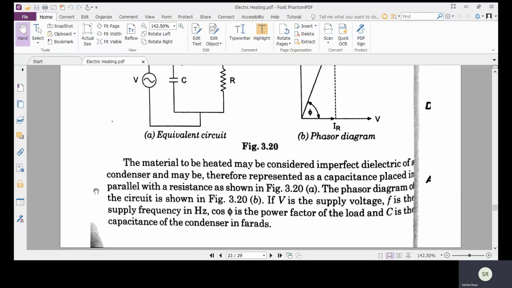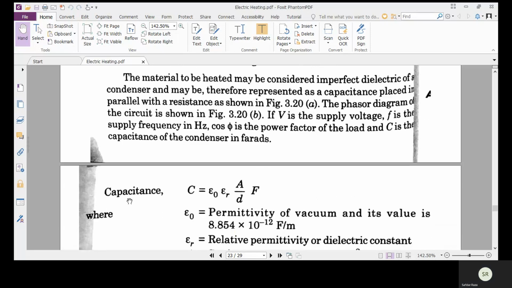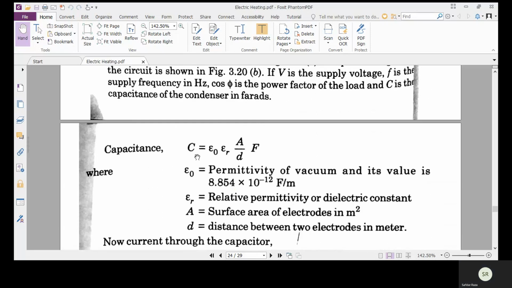The material to be heated may be considered an imperfect dielectric of a condenser, and may therefore be represented as a capacitance placed in parallel with a resistor, as shown in figure 3.20a. The phase difference of the circuit is shown in figure 3.20b. If V is the supply voltage, f is the frequency in hertz, cos phi is the power factor of the load, and C is the capacitance of the condenser in farads, then the capacitance is C equal to epsilon naught multiplied by epsilon R multiplied by A divided by d.